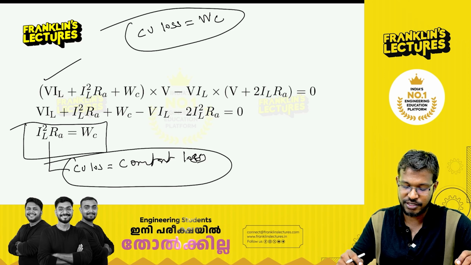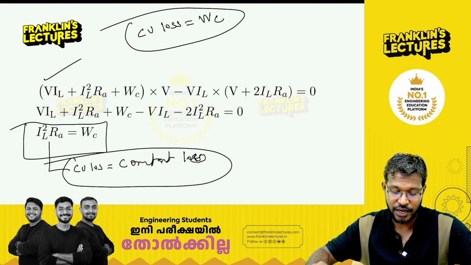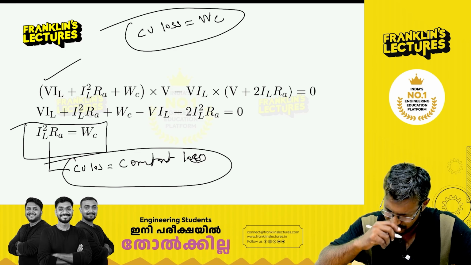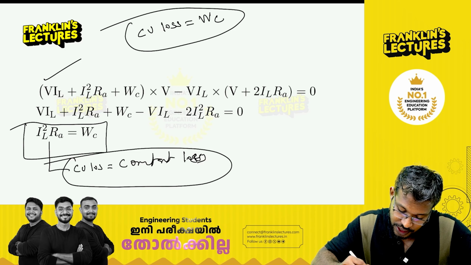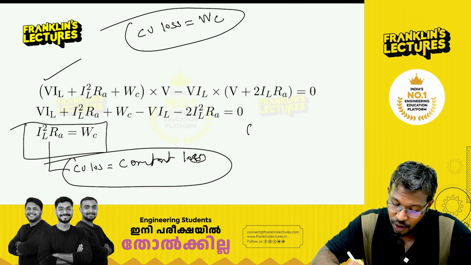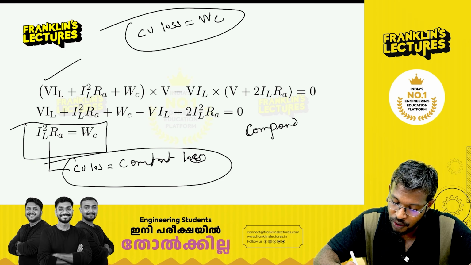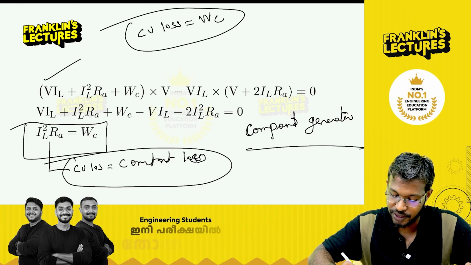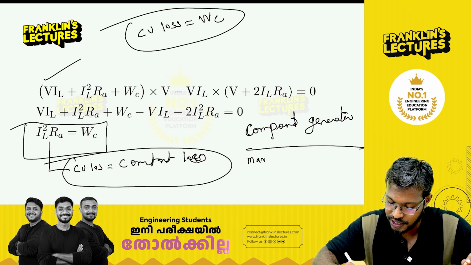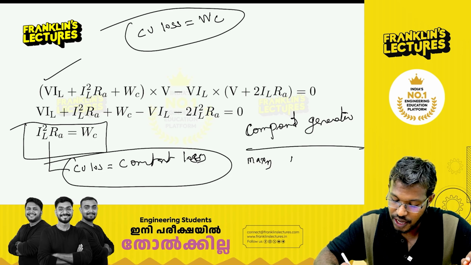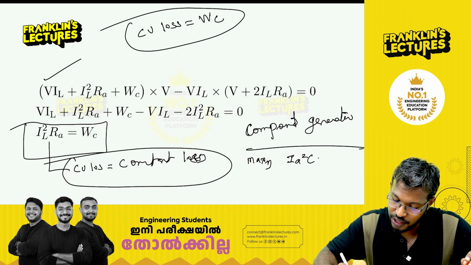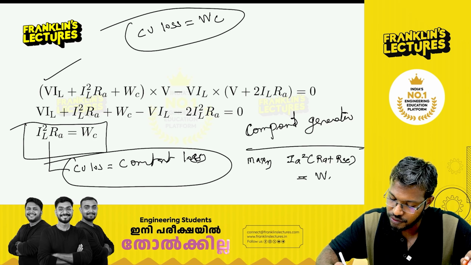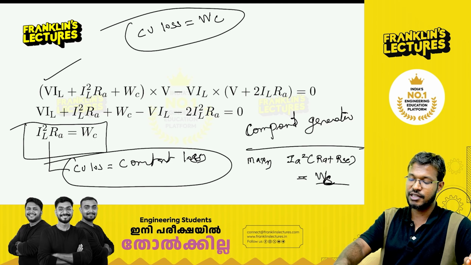IL square RA is equal to WC is what is called the condition for maximum efficiency of a transformer. Condition for maximum efficiency of a generator, we can say. In the case of a compound generator, in the case of a long compound generator, the condition for maximum efficiency will be IA square RA plus RSE is equal to WC. This is in the case of a compound generator.